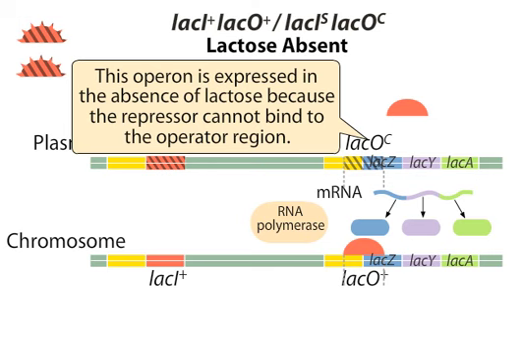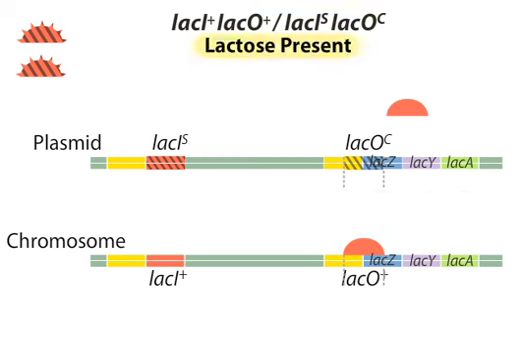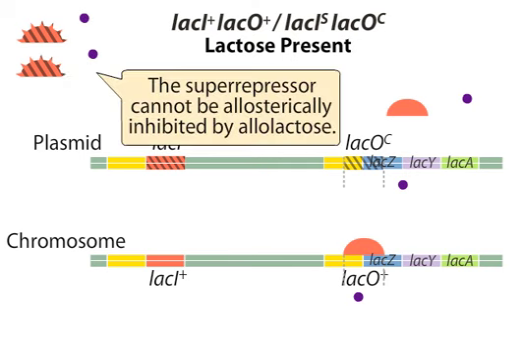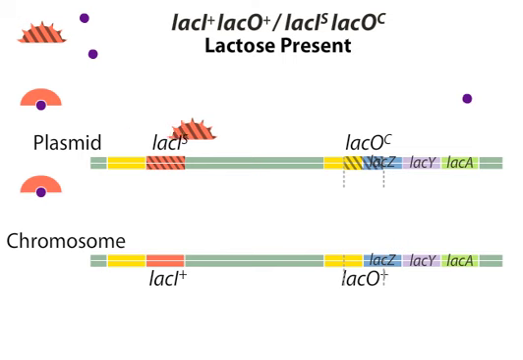In the presence of lactose, allolactose molecules are unable to bind to the superrepressors. Allolactose can allosterically inhibit the wild-type repressors so that they can no longer bind to the wild-type operator. The superrepressors are still available to bind to the wild-type operator and inhibit transcription.